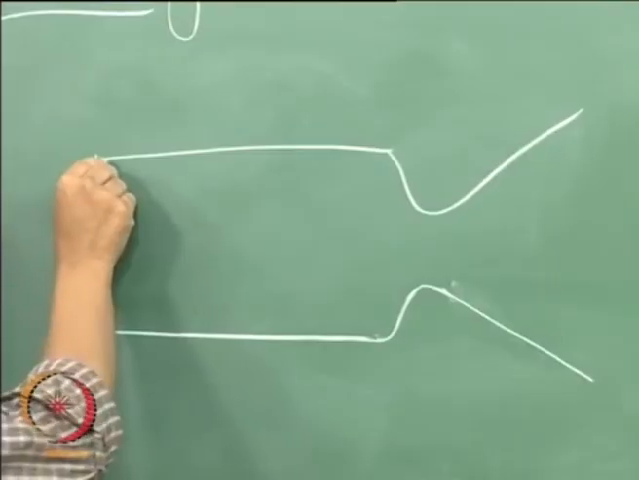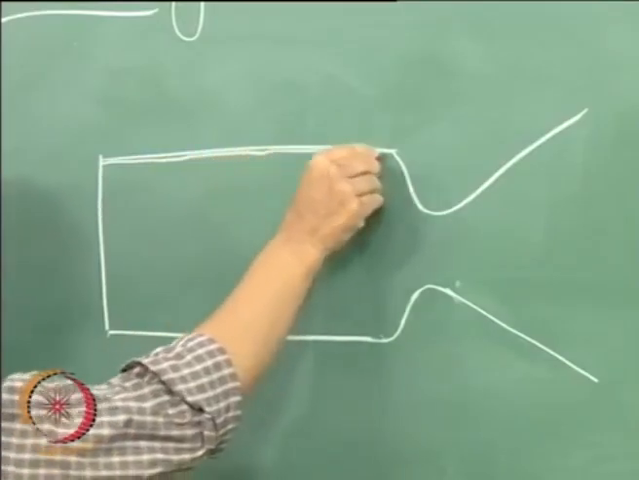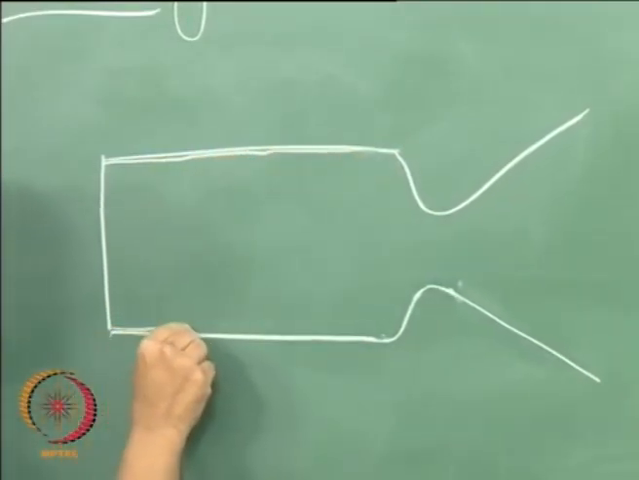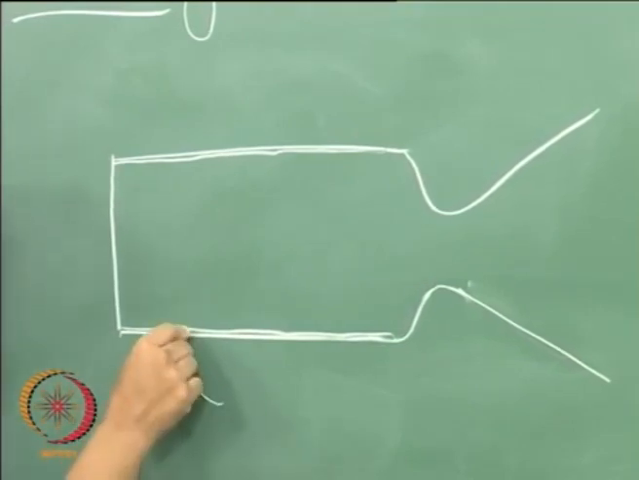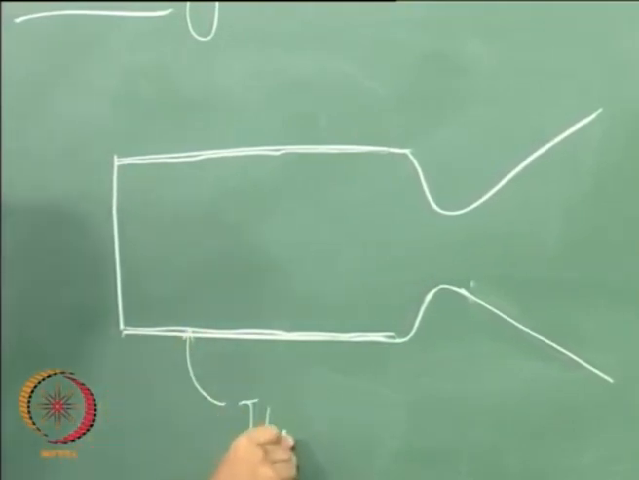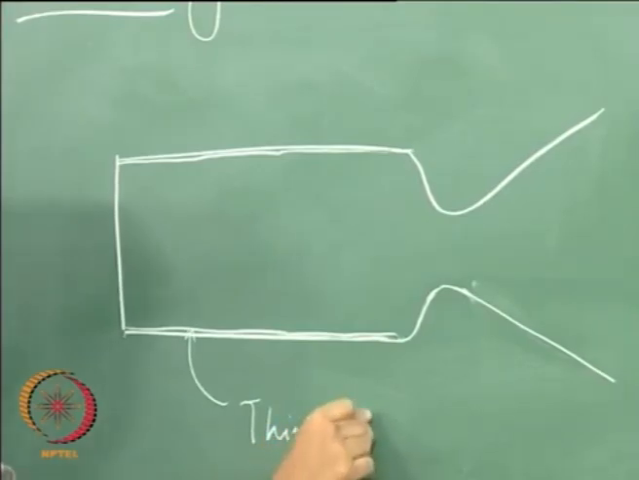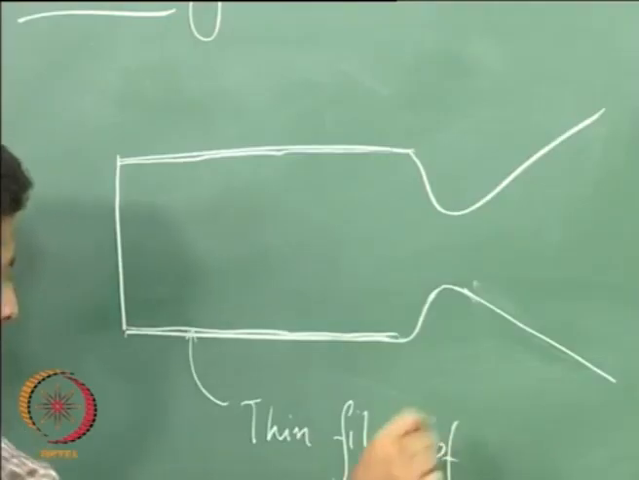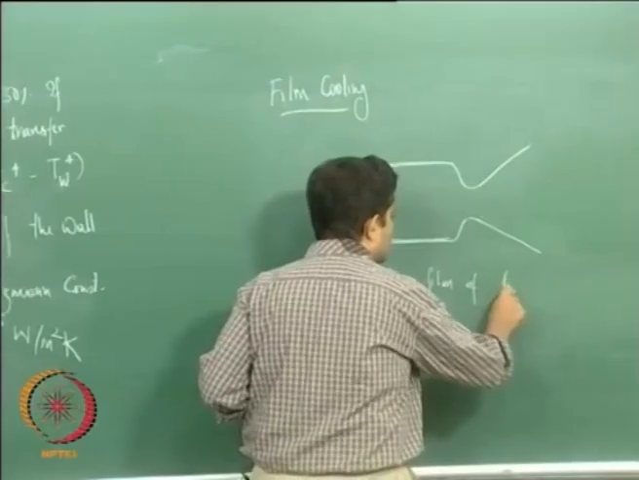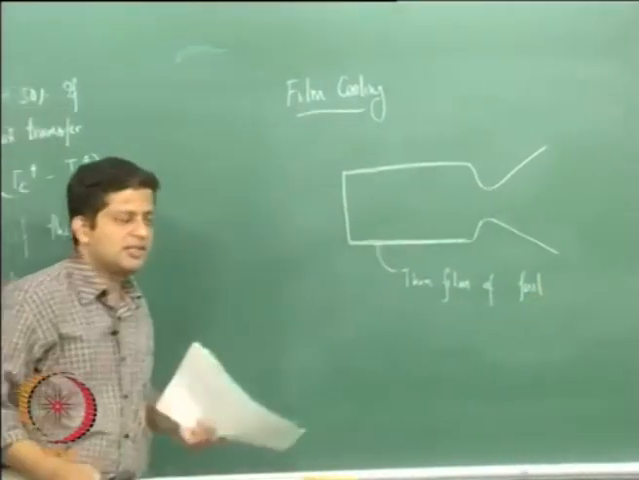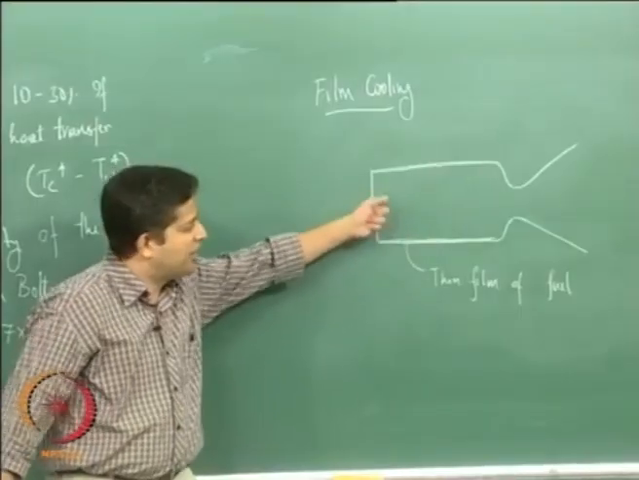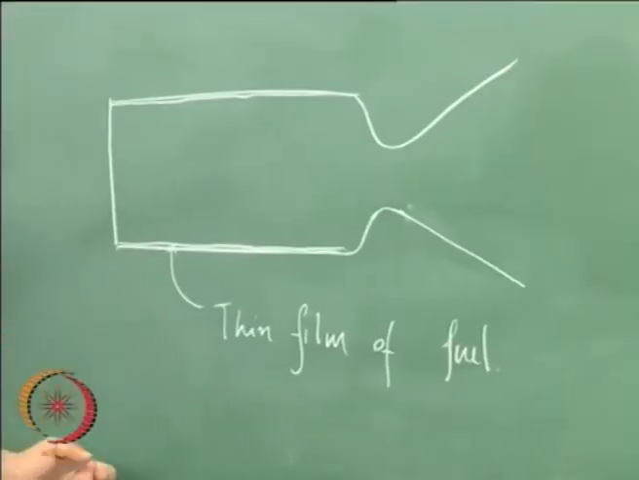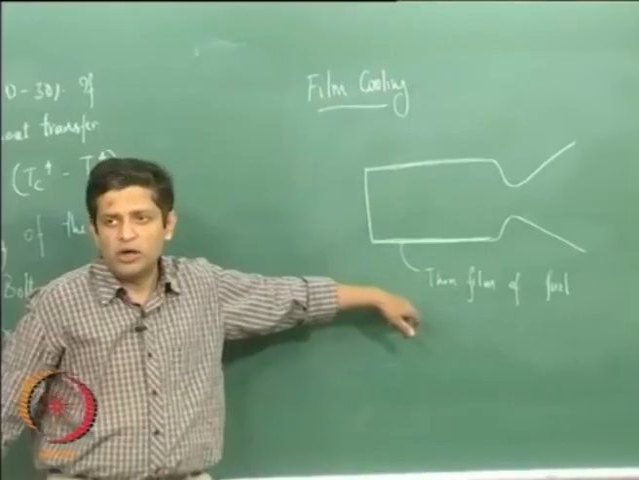so as I said, you inject a thin layer along the wall and as this evaporates it absorbs the heat that is coming in from the gas phase and therefore protects the wall, right.